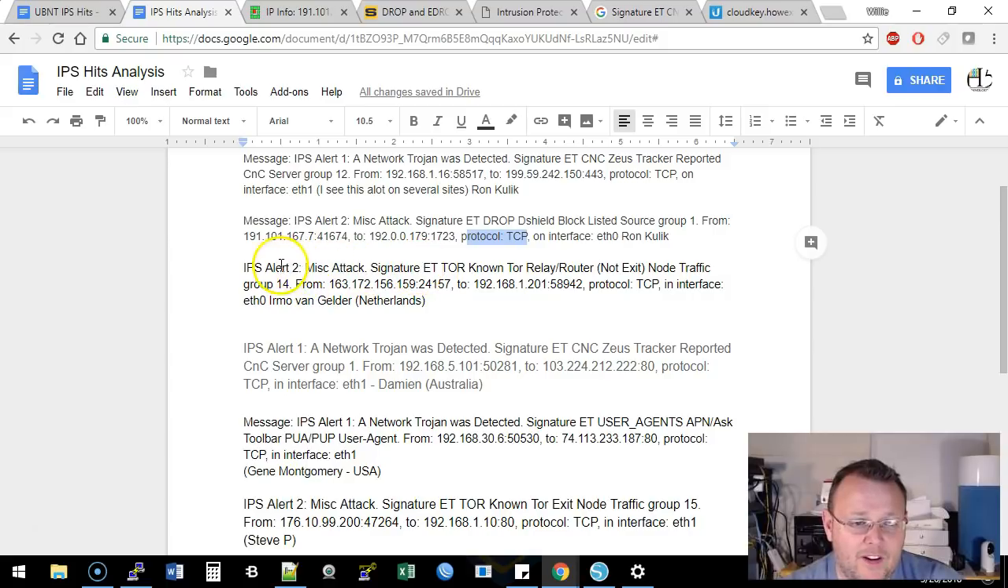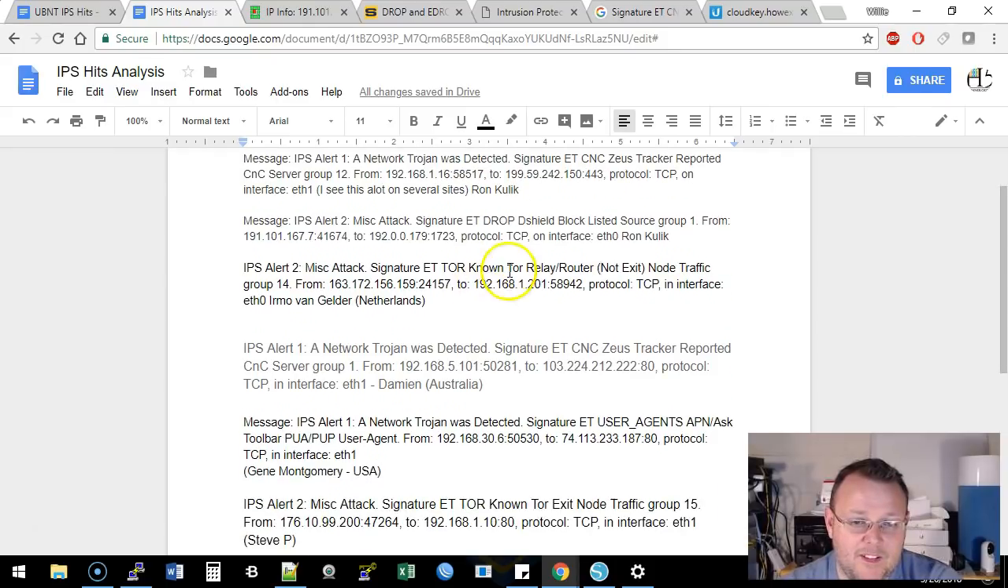let's see. Oh yeah, here is another one. This is a miscellaneous attack, but it's Tor, and it's a known Tor relay router, but it's not the exit node. If you just look at this, it looks like it could be Tor coming in and out of the network, but it says here it's not the exit node. I've never run Tor on an IDS/IPS, so I don't know what it looks like. I don't know how many false positives you could get for this, but it's definitely interesting.